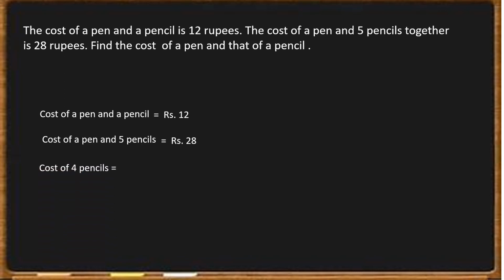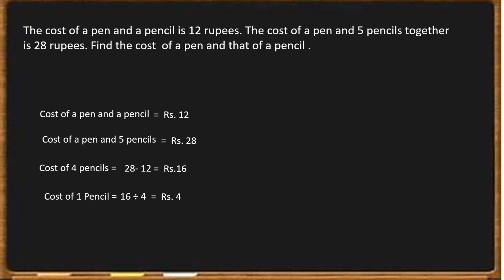See, cost of a pen and a pencil together is 12 rupees. A pen and 5 pencils. So we bought extra 4 pencils. So the cost of extra 4 pencils will be 28 minus 12 and that will be rupees 16, isn't it? And see, 4 pencils cost 16. So what will be the cost of 1 pencil? Yes, 16 divided by 4 and we know that it is 4. So the cost of 1 pencil is rupees 4.